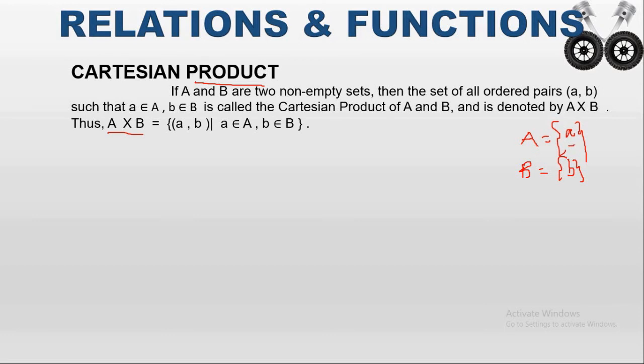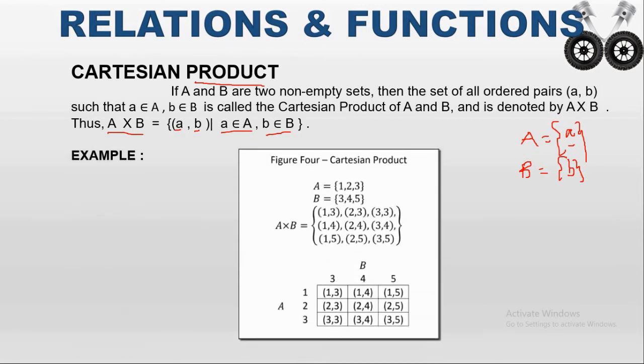What is the value in A? That is a. So that can be written as an ordered pair. a should be written first, then a comma, and what is the value for B? That is b, which should be written second. So A cross B is (a, b). Here a belongs to capital A, that is the set, and b belongs to capital B. So the Cartesian product A cross B equals (a, b), where a belongs to A and b belongs to B.